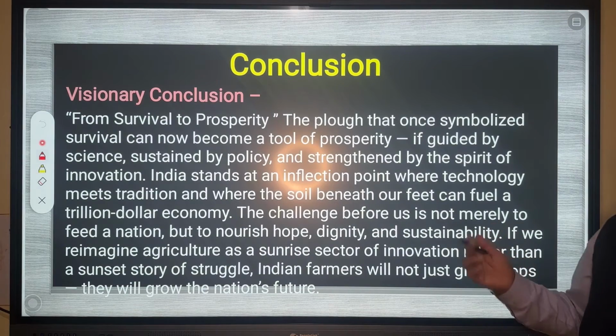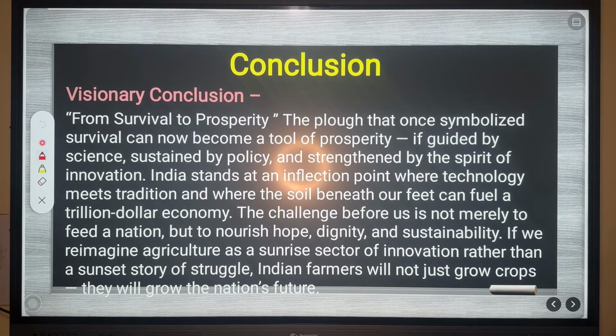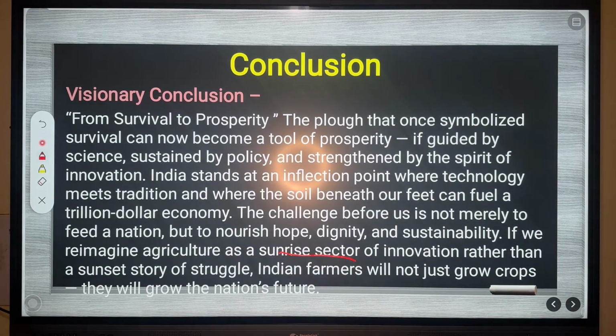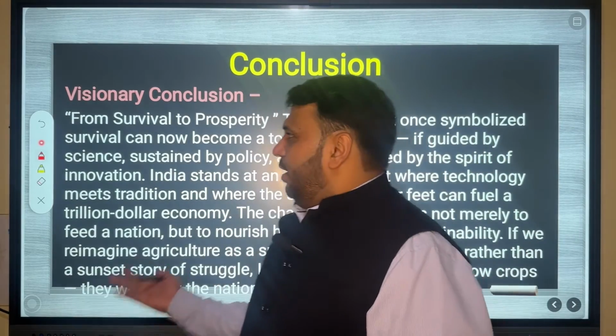For example, from a visionary point of view you can say: from survival to prosperity, the plow that once symbolized survival can now become a tool of prosperity if guided by science, sustained by policies, and strengthened by the spirit of innovation. India stands at an inflection point where technology meets tradition and where the soil beneath our feet can fuel a $1 trillion economy. The challenge before us is not merely to feed a nation, but to nourish hope, dignity, and sustainability. If we can reimagine agriculture as a sunrise sector of innovation rather than a sunset story of struggle, Indian farmers will not just grow crops, they will grow the nation's future. That is a wonderful line that you can use.